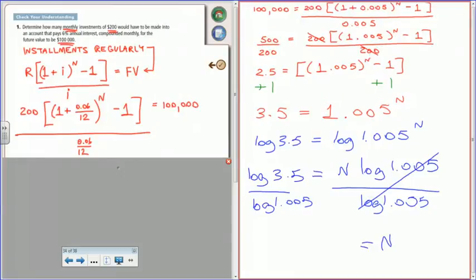251 point, and they want to know how many monthly... Well, let's round up to 252. What does that stand for? Oh, this is awesome. What does this represent, folks? How many monthly investments of how much? $100,000. If you make 252 contributions of $200 into this plan, you should have $100,000 at the end of it.